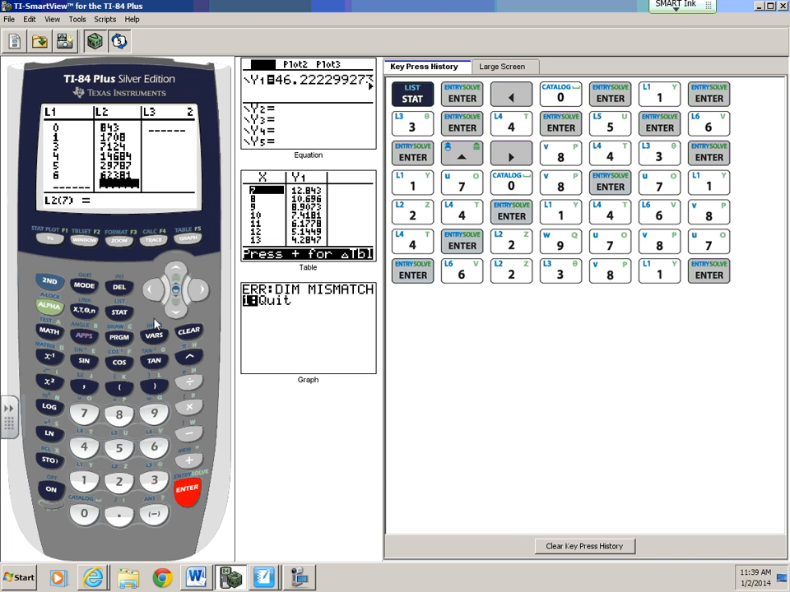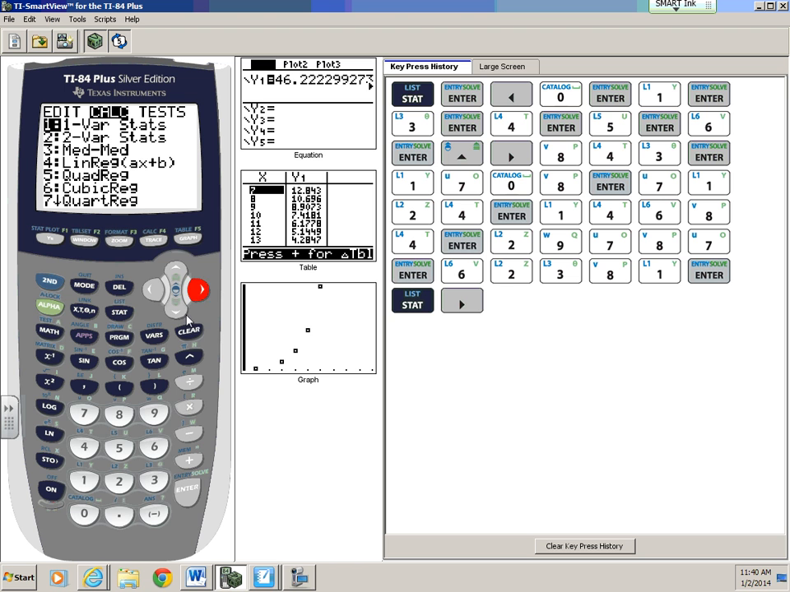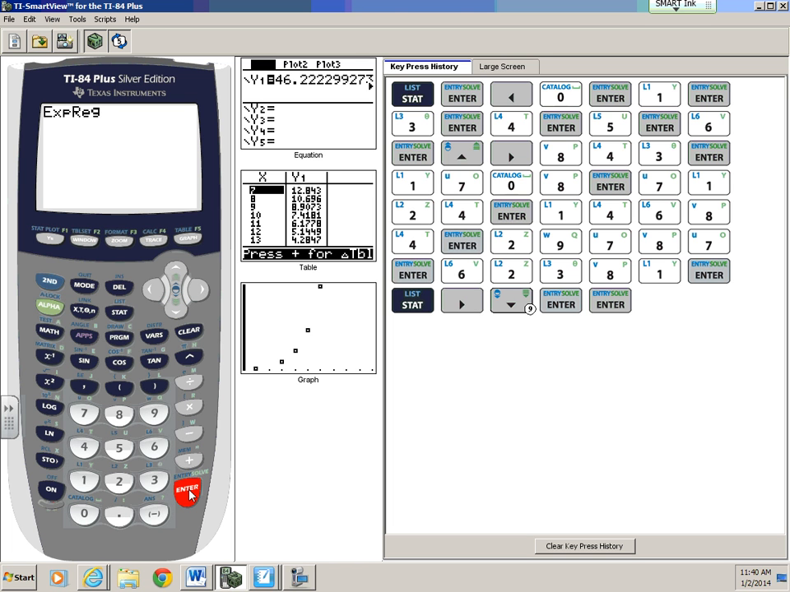Now, what we said is we thought that this was going to be exponential. So we're going to do something very similar to what we did. We're going to go over to calc. Instead of hitting 4 for linear regression, what we're going to do is go down to 0 where it says exponential regression, hit enter, and that's how I got my equation that we did before.